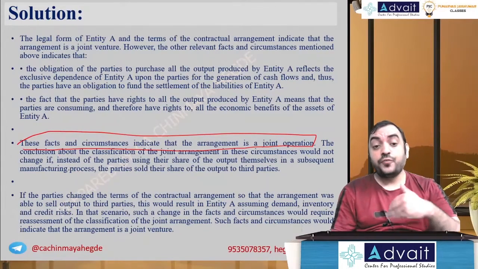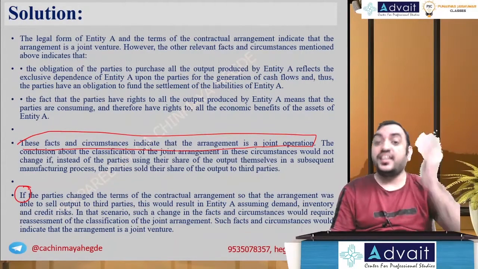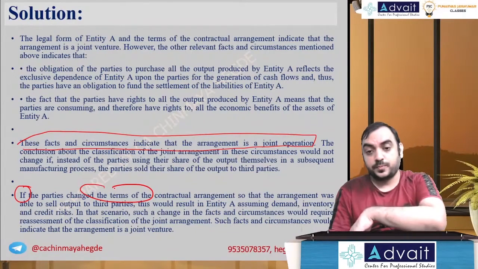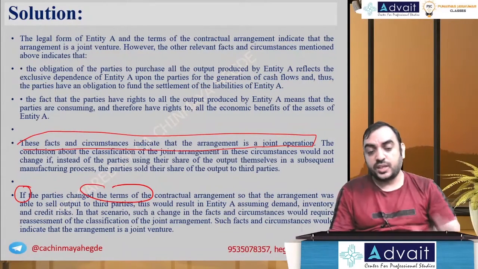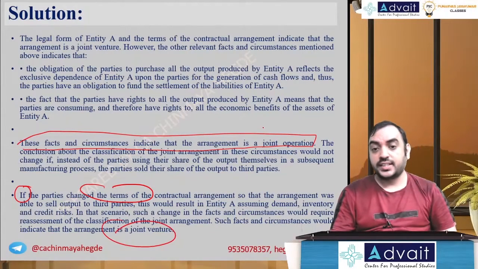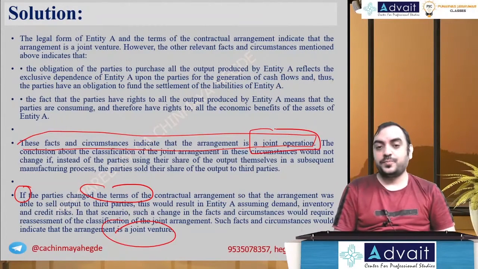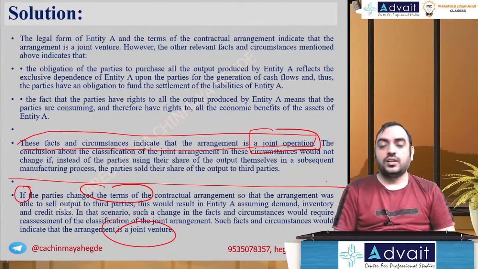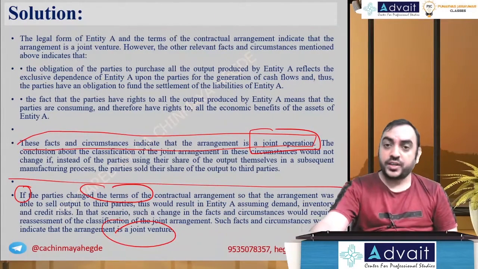Then the last paragraph: if the parties change their terms, where the entity is able to sell on its own, then it becomes a joint venture. But as of now, it is a joint operation. You don't have to write the last paragraph in exams. That's only for your additional knowledge. Hope you got it. I'll go further.